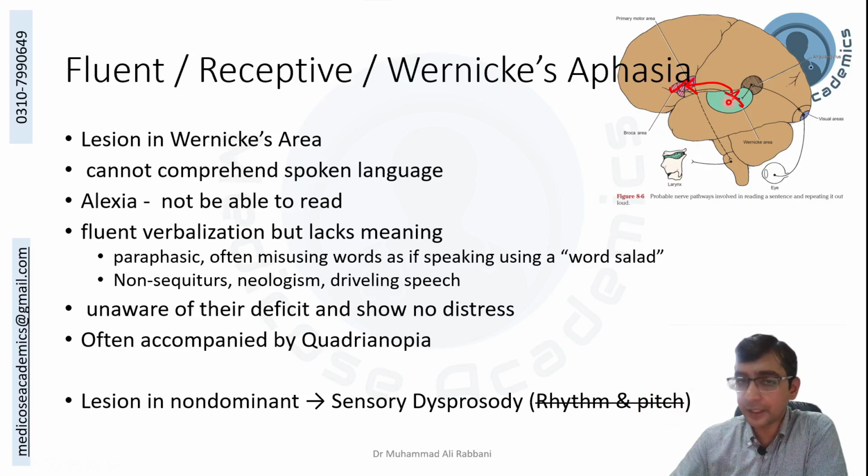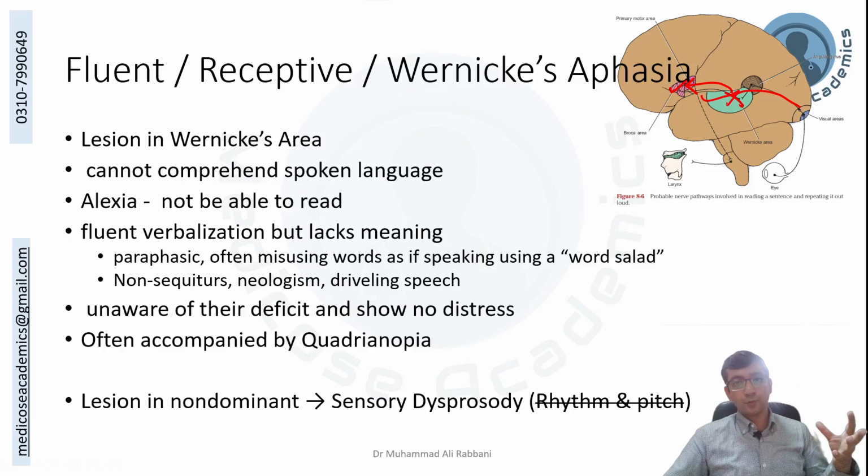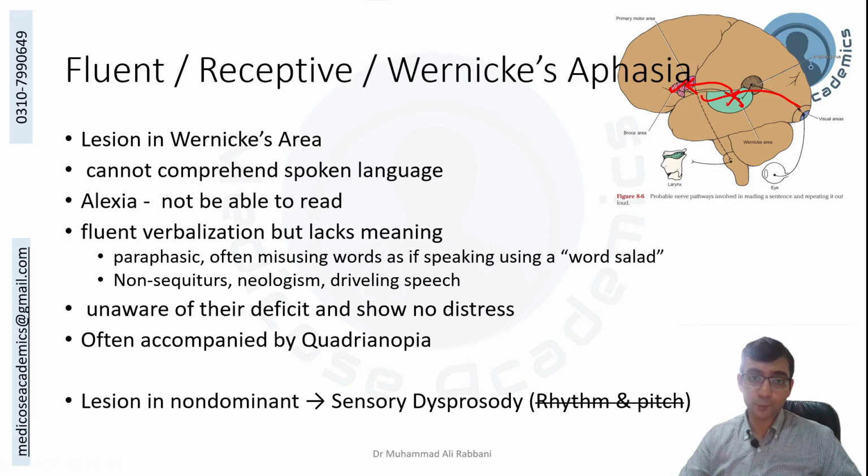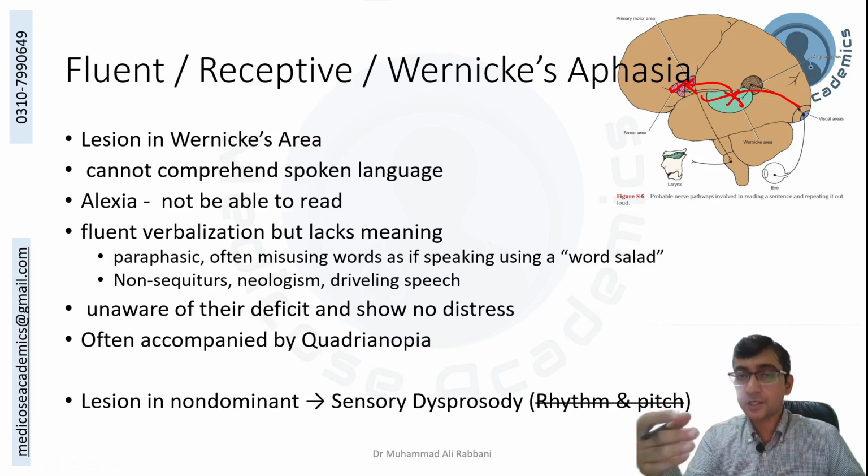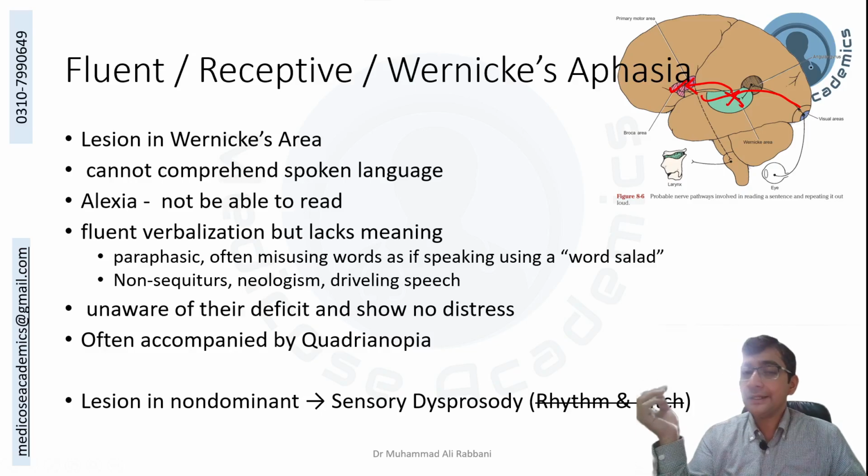And because in this area, part of the visual pathway, Meyer's loop, is passing, sometimes there is a superior quadrantanopia in those patients too. And a lesion in the non-dominant hemisphere leads to an inability to recognize rhythm and pitch.